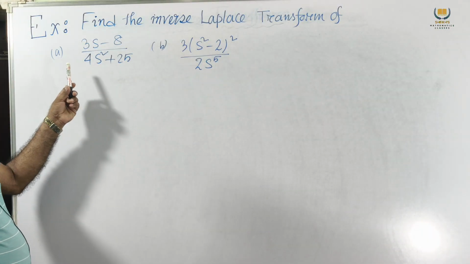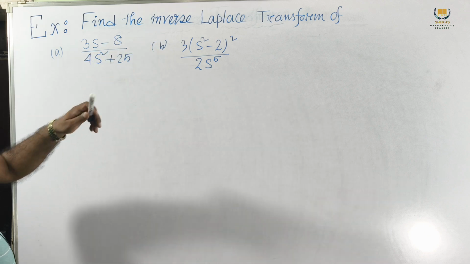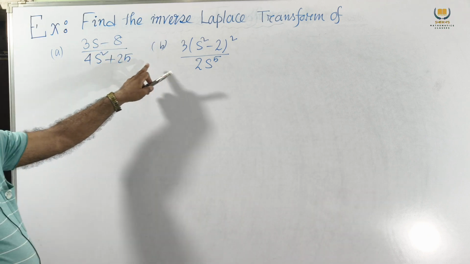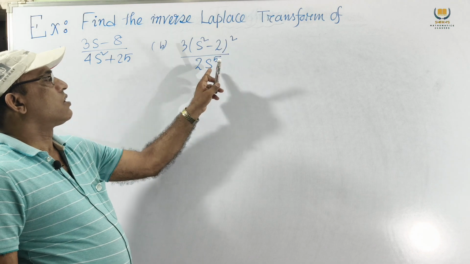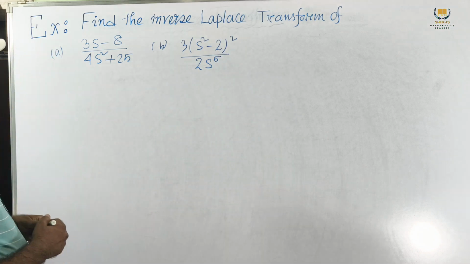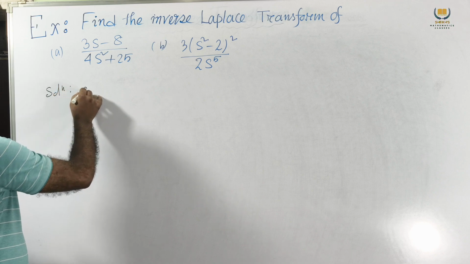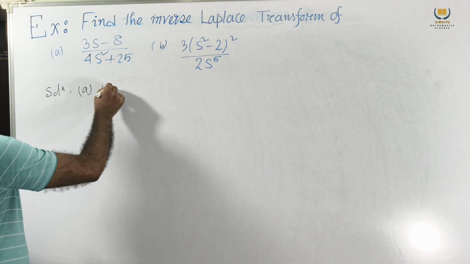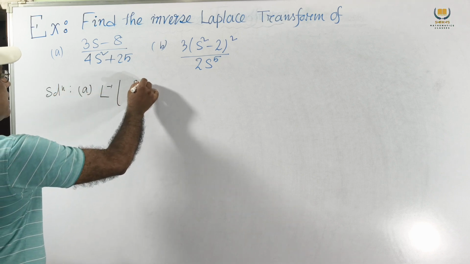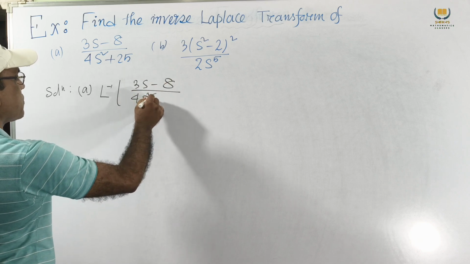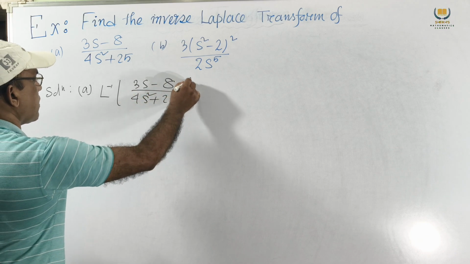Another problem. Find the inverse Laplace transform of (a) 3s minus 8 by 4s square plus 25, and (b) 3 into s square minus 2 whole square by 2s to the power 5. Now the solution. First we consider number 1: L inverse of 3s minus 8 by 4s square plus 25.